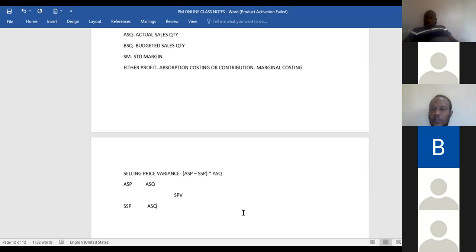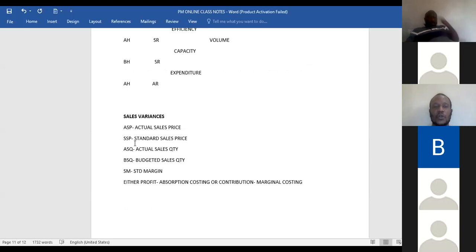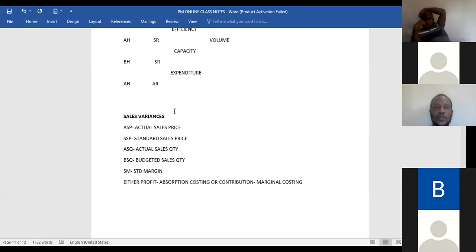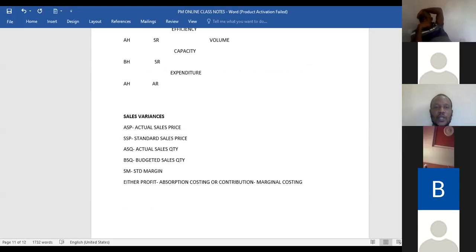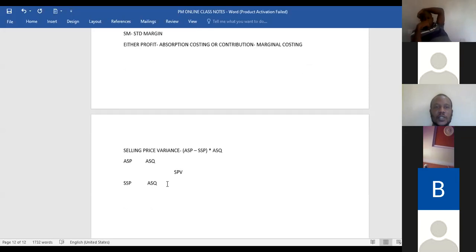All we're defining is all these things we'll be talking about. So we'll say ASP, SSP, what they mean: actual sales price or actual selling price, standard selling price, actual sales quantity, budgeted sales quantity. We're just defining them. Then we now start our pro forma. There are two in this case. In our basic pro forma, we have our selling price variance, and then we go down and can also have the other one.